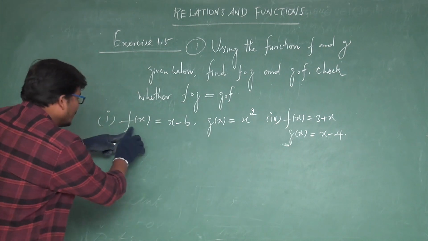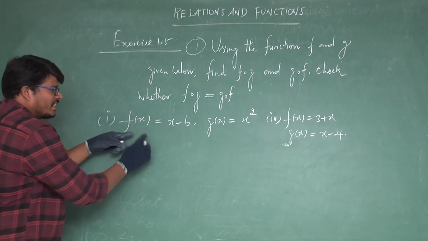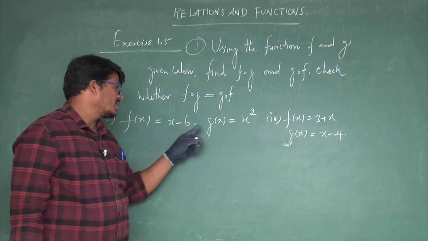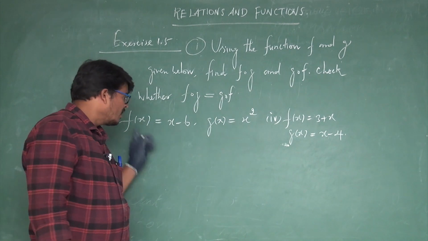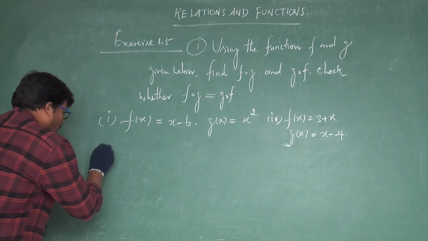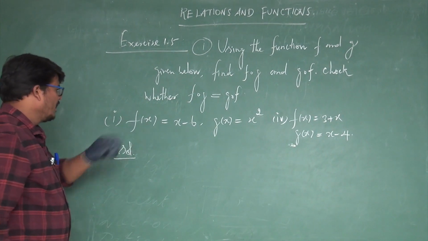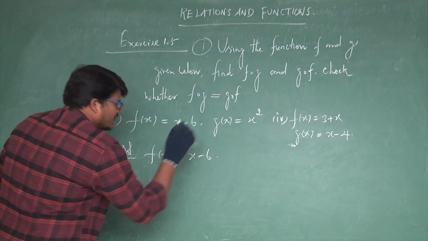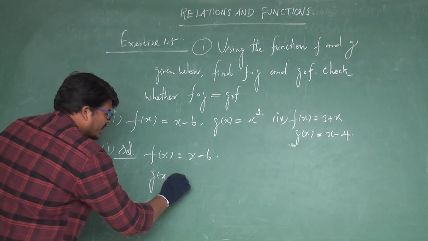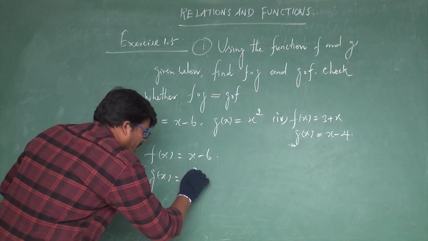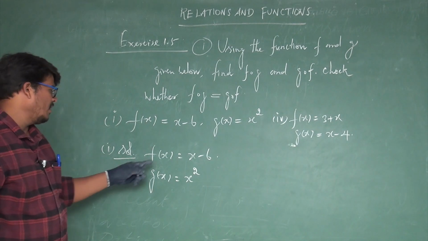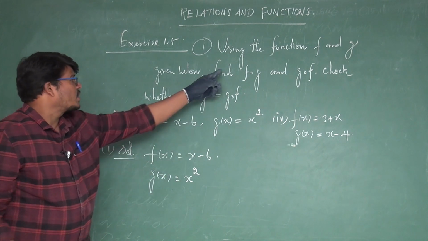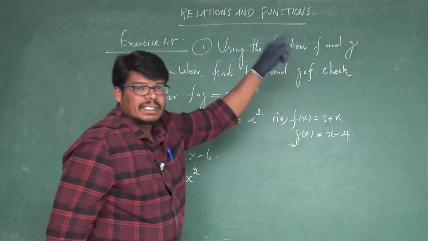The first problem is f of x equal to x minus 6 and g of x equal to x square. Solving the first one. Given f of x equal to x minus 6 and g of x equal to x square. Now first find f dot g.